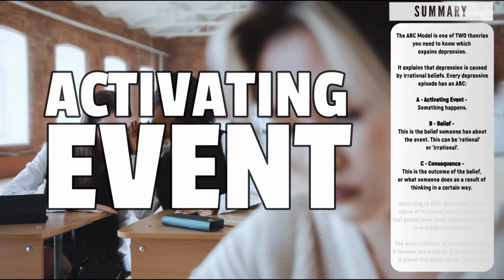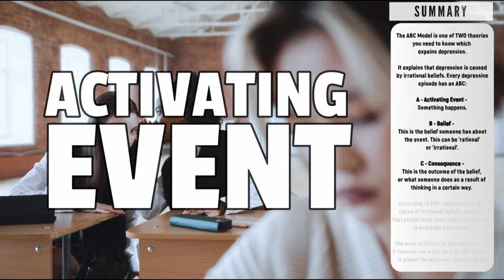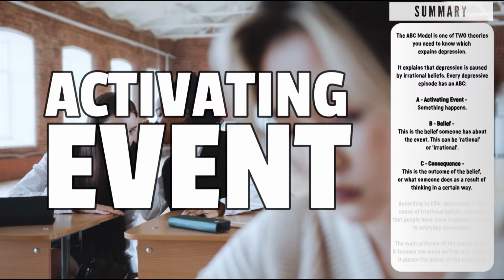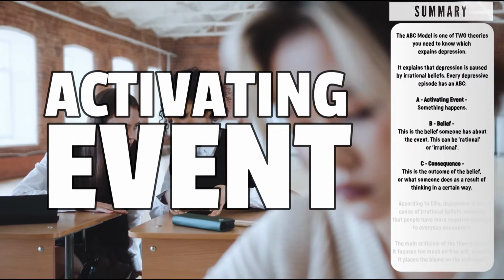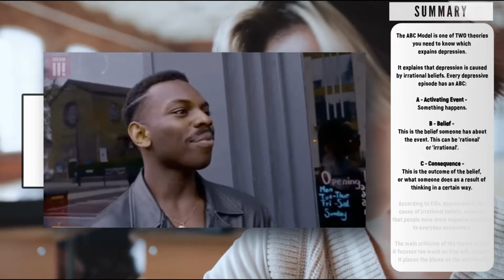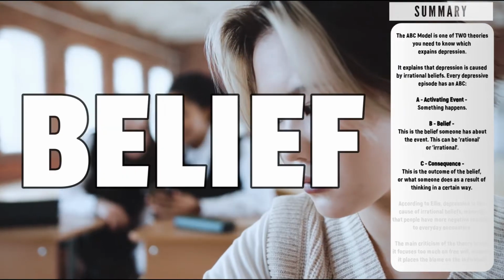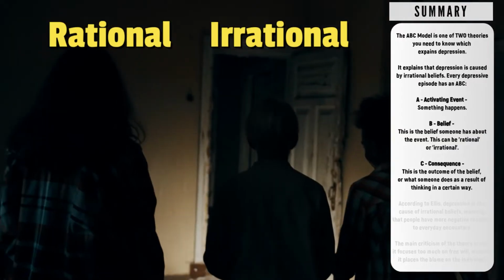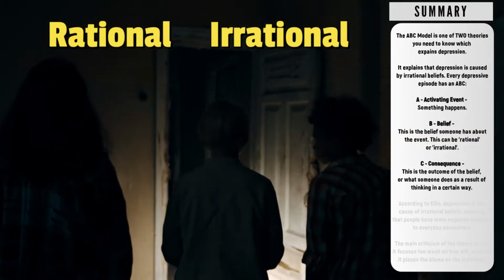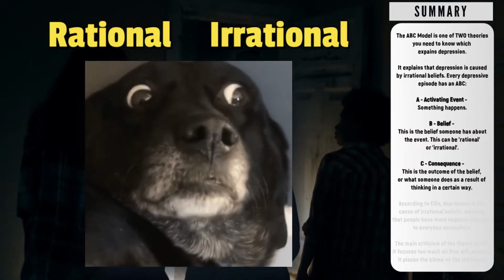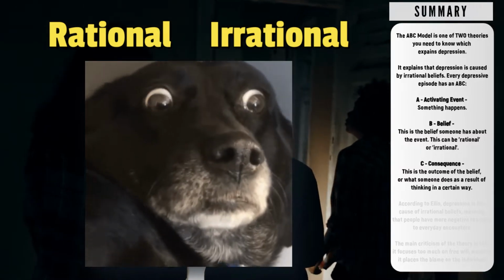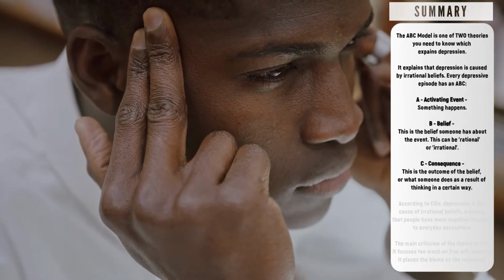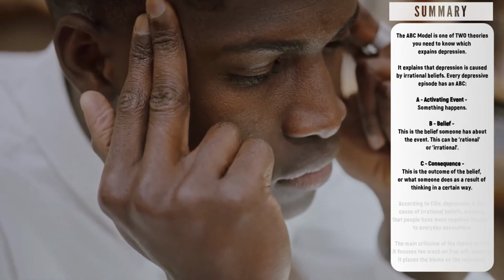The A is activating event, and that simply is the first thing that happens that might spark a depressive episode. We'll talk about an example in a moment. The B is the belief. It's what you think about that event, and this can either be a rational thought or an irrational thought. Now, we've all heard these words before, rational and irrational. Maybe you've said that you're scared of the dark, and someone said that's an irrational thing to think. Well, that's exactly what this B is all about. It's your belief, it's your thought process about that activating event.